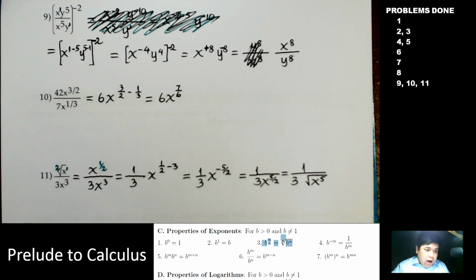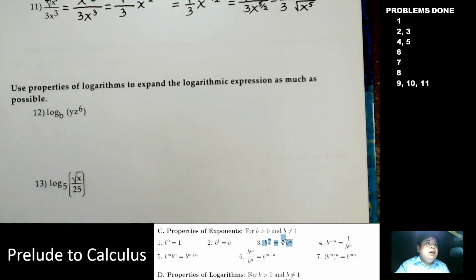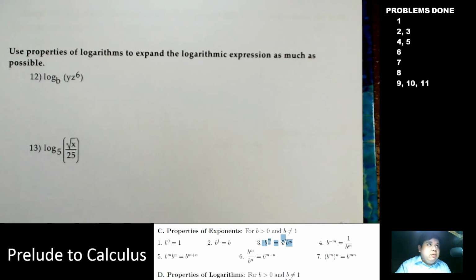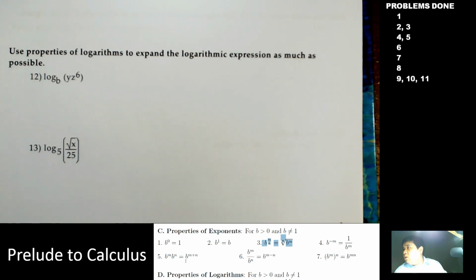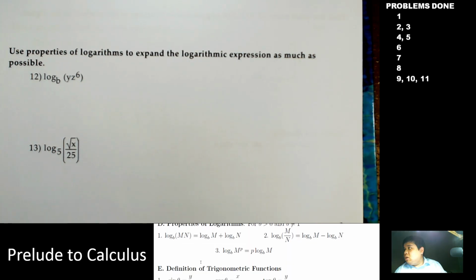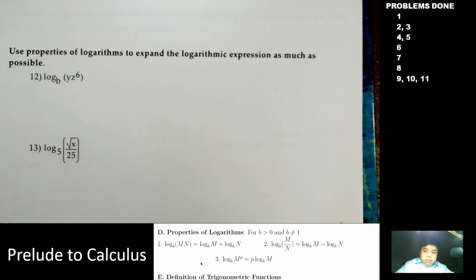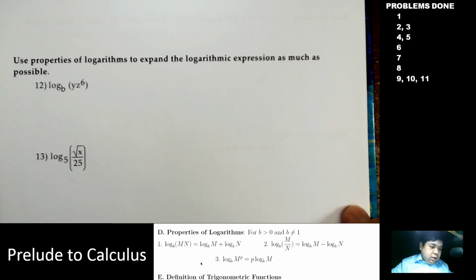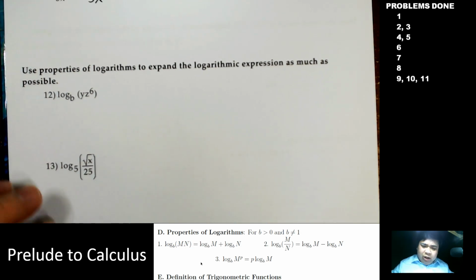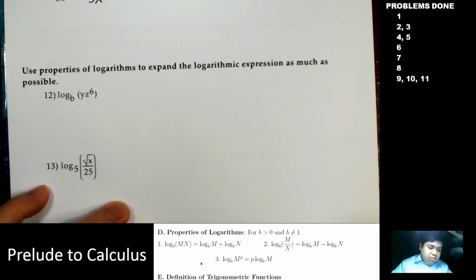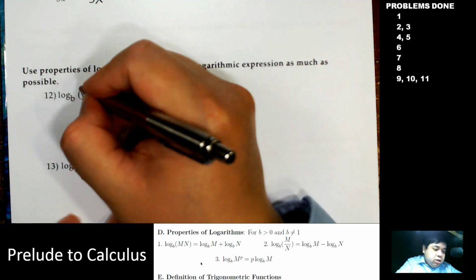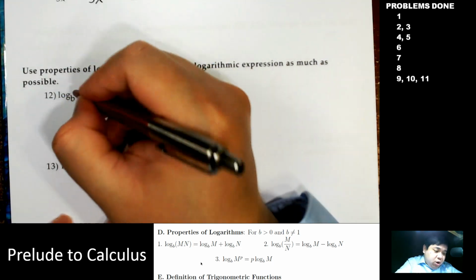Right, next we have the properties of logarithms. We will probably need this in the later part of the calculus class, and it would be nice to know these properties.